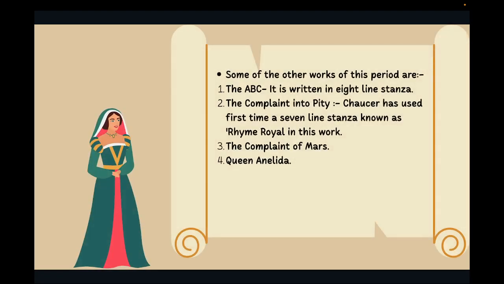Some of the other works of this period are the ABC. It is written in 8-line stanza. The Complaint into Pity. Chaucer has used first time a 7-line stanza known as Rhyme Royal in this work. The Complaint of Mars, Queen Annelida.